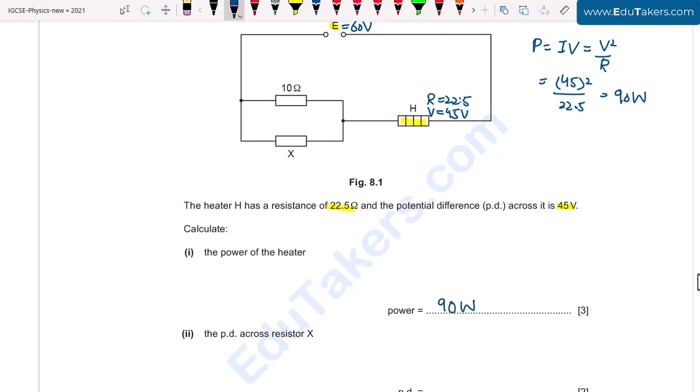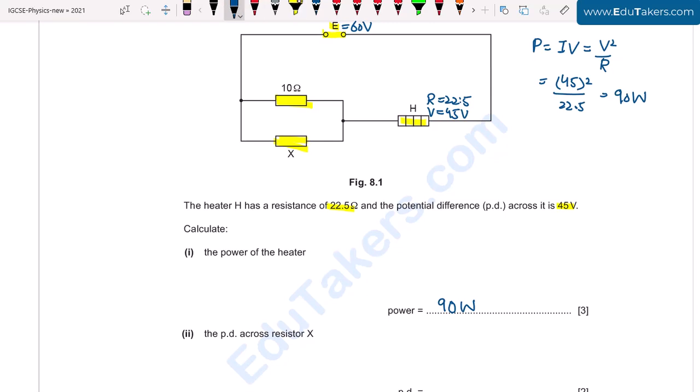Part 2. The potential difference across resistor X. So here we have to find out the potential difference across X. We know that this resistor X and 10 ohm resistance are in parallel combination. First of all, we have to calculate the potential difference across this parallel combination and then we find out across X. In the whole circuit, there is a potential difference of 60 volt and 45 volt is consumed across the heater. The remaining potential difference will be across this parallel combination.